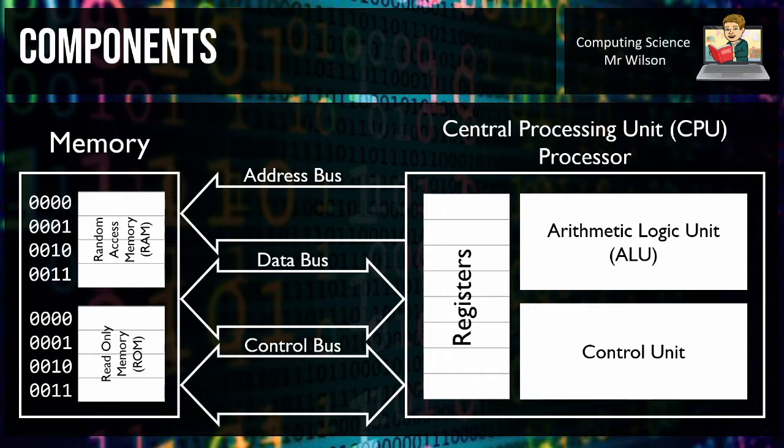The address bus is unidirectional. This means that data can only pass through it in one direction, from the processor to the memory. It contains what memory address is going to be read from or written to.